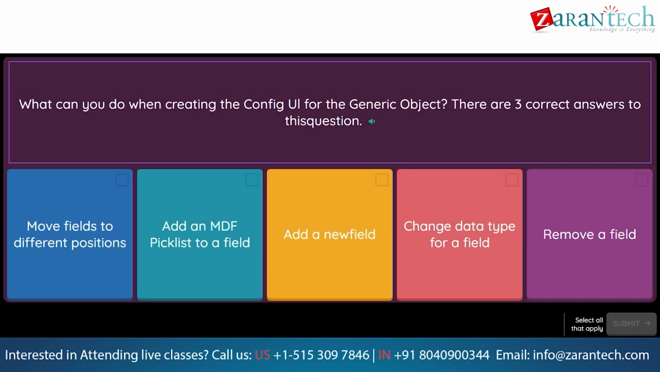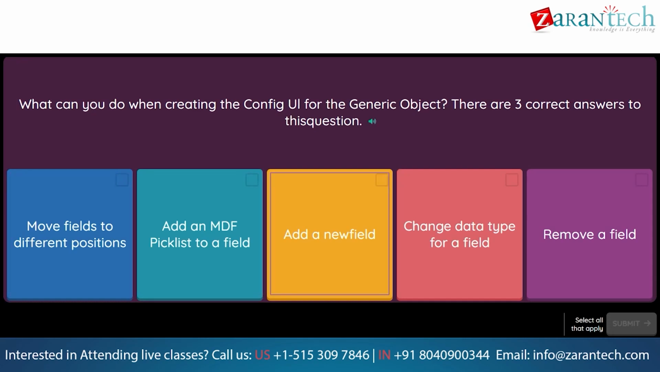Question: what can you do when creating the config UI for the generic object? There are 3 correct answers to this question. Option 1, move fields to different positions. Option 2, add an MDF pick list to a field. Option 3, add a new field. Option 4, change data type for a field. Option 5, remove a field.